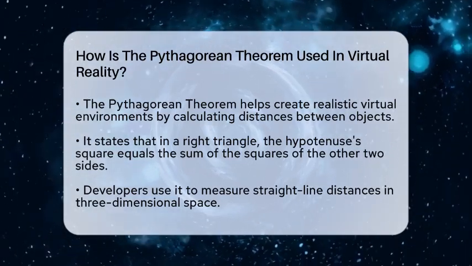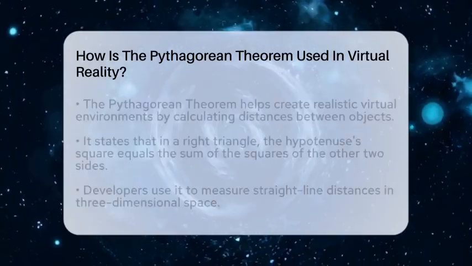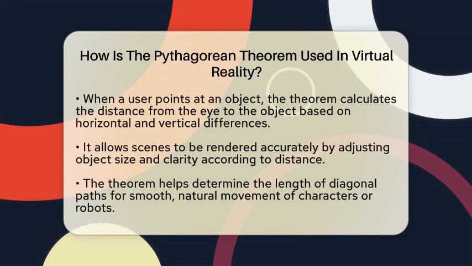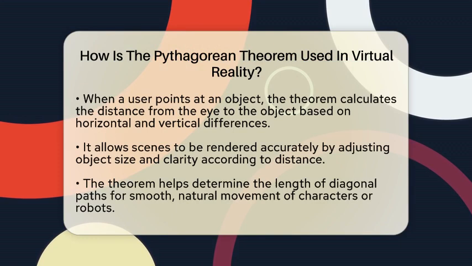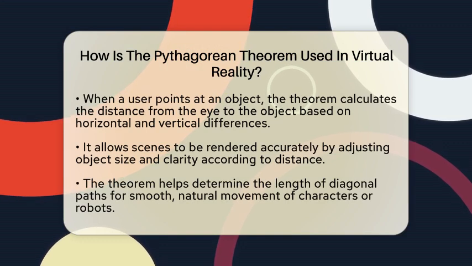The Pythagorean theorem states that in a right triangle, the square of the hypotenuse equals the sum of the squares of the other two sides. Think of it as a way to find the direct distance between 2 points when you know how far apart they are horizontally and vertically. In virtual reality, this helps with many tasks.